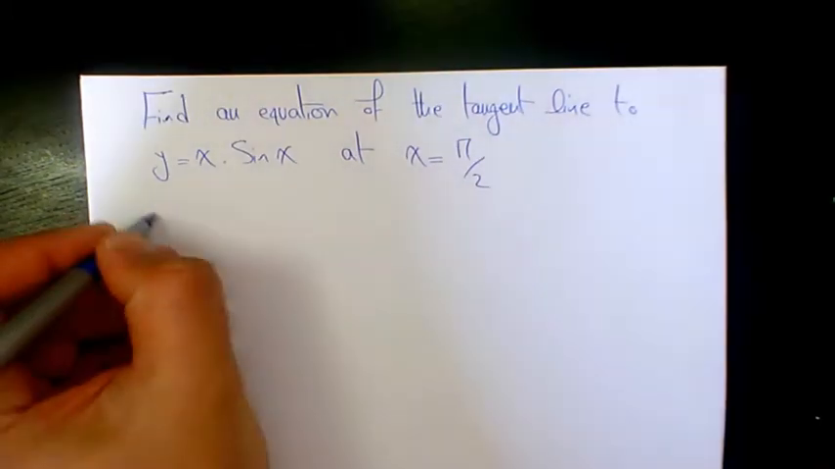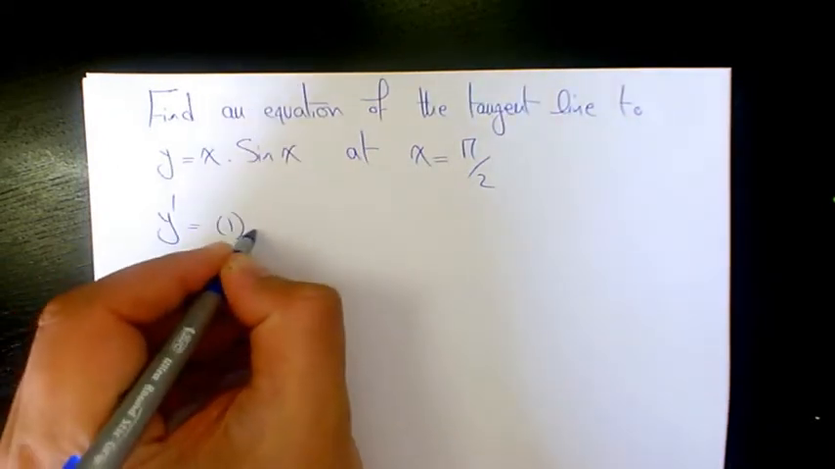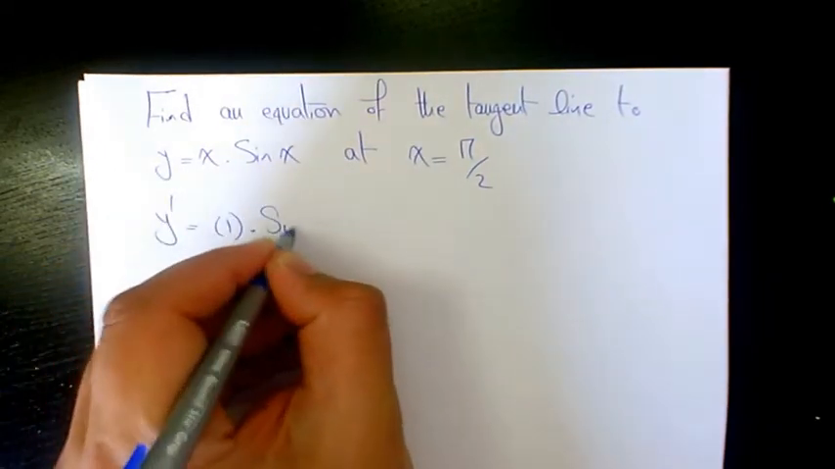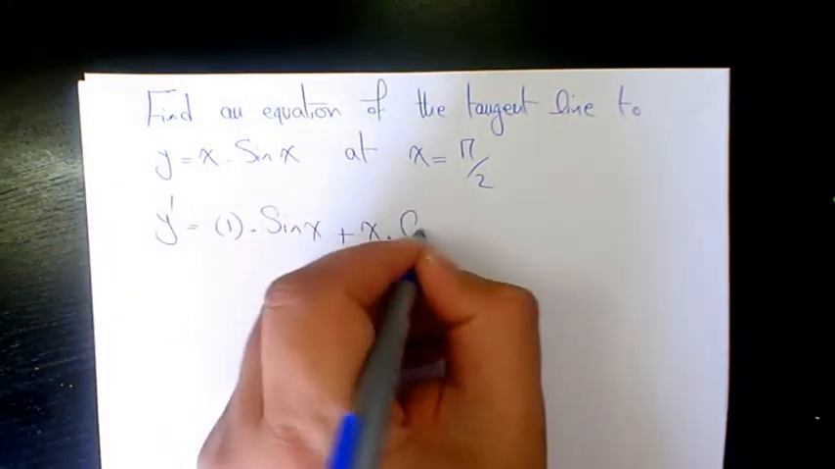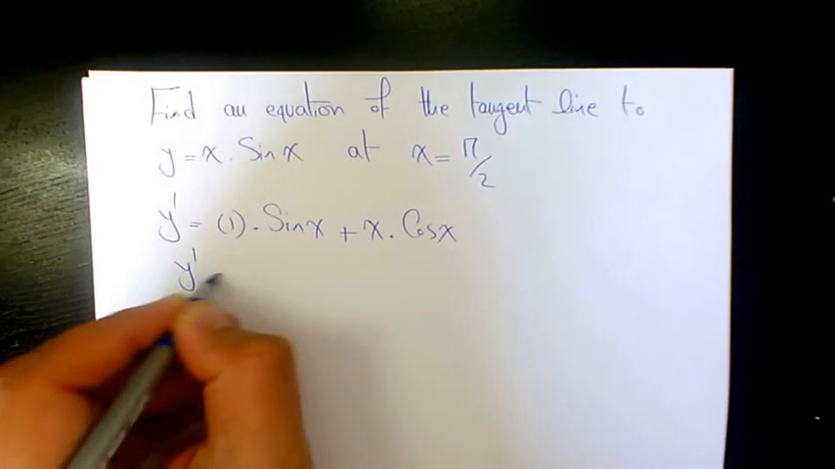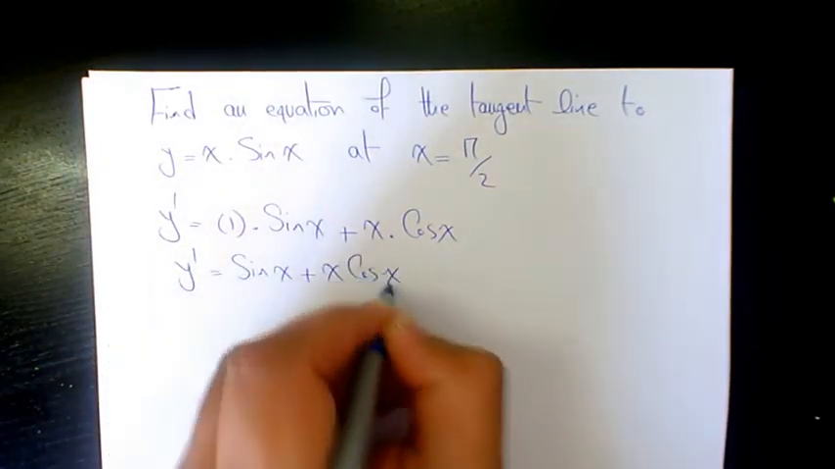Y prime, if I use the product rule, is going to be the derivative of the first one, which is going to be 1 times sine x plus x times the derivative of sine x, which is cosine x. So y prime is sine x plus x cosine x.